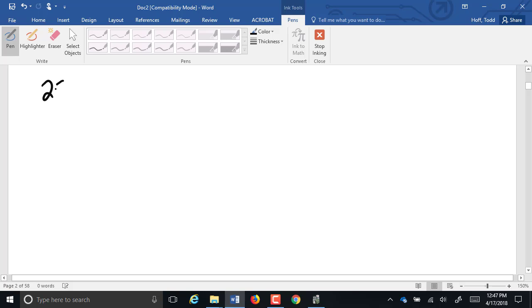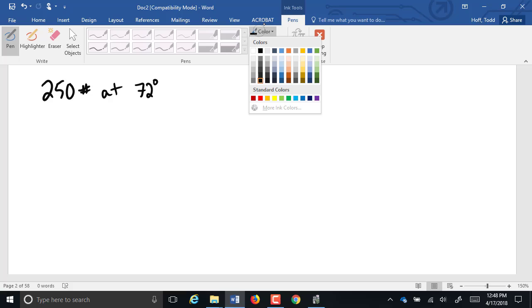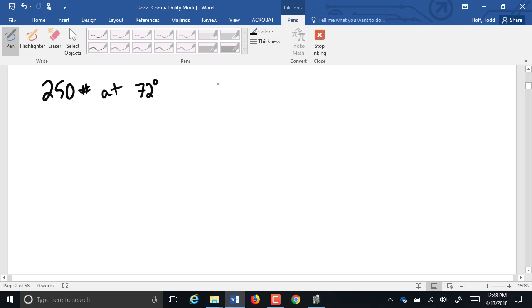Let's have a vector. Most of the time, our vectors are going to be forces if we're doing vector analysis. It can be speeds and other things, but the most common is a force. So 250 pounds at 72 degrees. Find P sub x and P sub y.